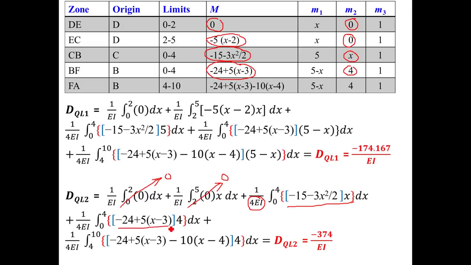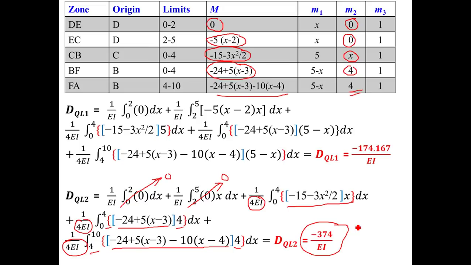So capital M into M2 outside 4EI, limits 0 to 4. And similarly fifth zone, this is capital M and this is M2 column, it is 4. So that capital M into M2, limits 4 to 10, outside is 4EI. So now here two zones are 0, first two zones. So if you perform integration of this third, fourth and fifth zone, and if you add that integration value, final answer of DQL2 element will be minus 374 upon EI. Okay. So this is capital M into M2, DQL2.